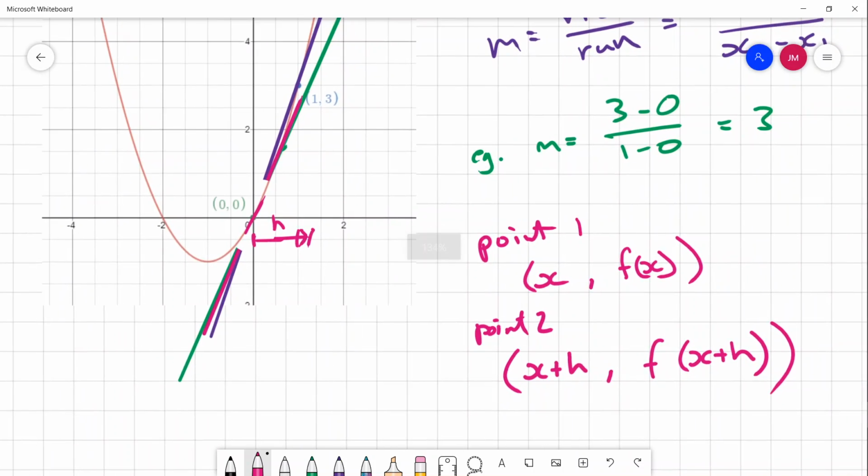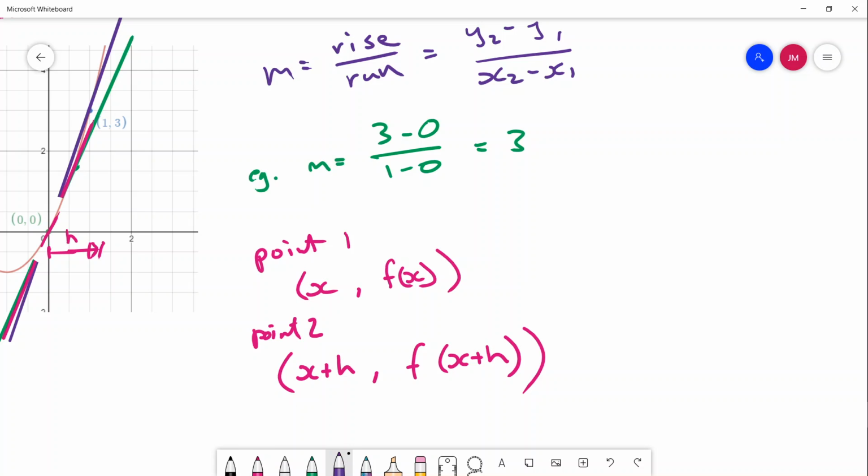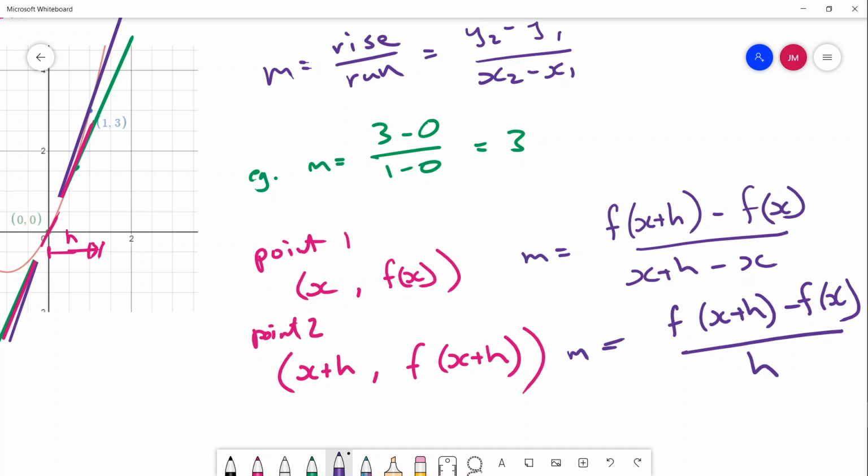So if we go back to our rise over run, y2 minus y1, in terms of the original function and the new function to find that extra point that's only h distance away, I could use the y2 value, which is f of x plus h, minus the y value of the first point, which is just f of x, divided by the x value of the second point, which is x plus h, minus the x value of the first point, which is x. Notice x minus x cancels off, so I'm just left with f of x plus h minus f of x all over h. Fair enough. I sub those points in.